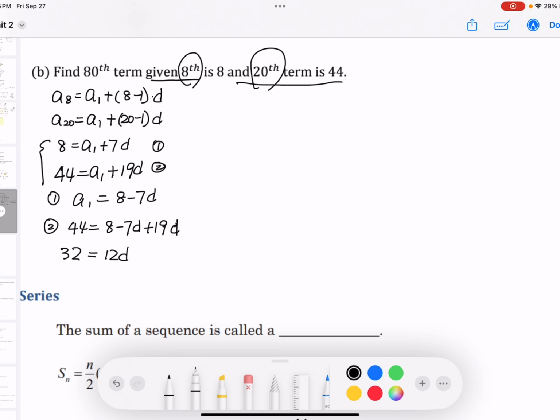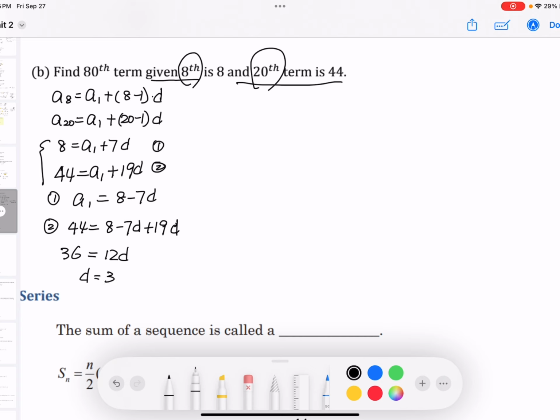Am I correct? There's something wrong. So 44 minus 8 is 36. So anything wrong? No. So divide by 12 on both sides, and we found the d. d is equal to 3.